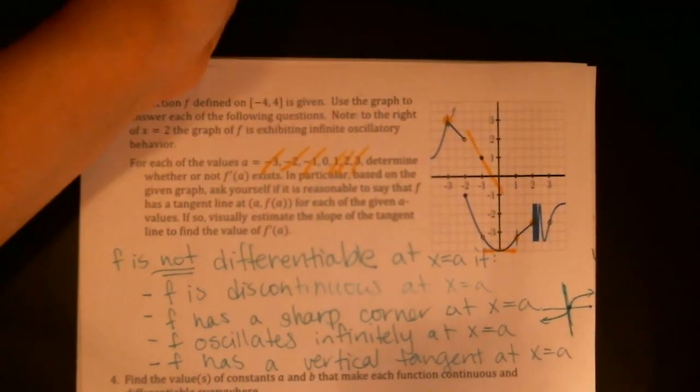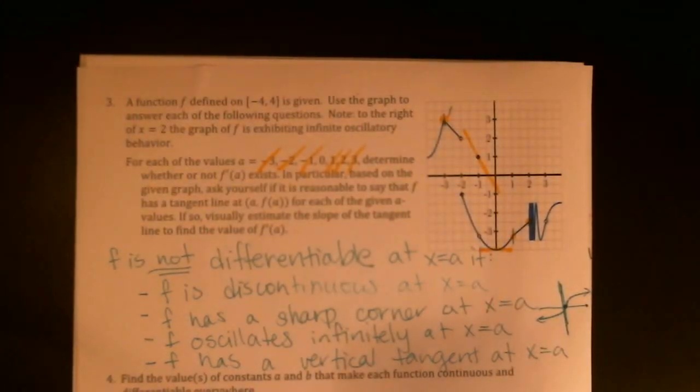The derivative is undefined. So not differentiable means the derivative is undefined. Okay, so that's our list. Those things would all cause the function to not be differentiable, to not have a tangent line.